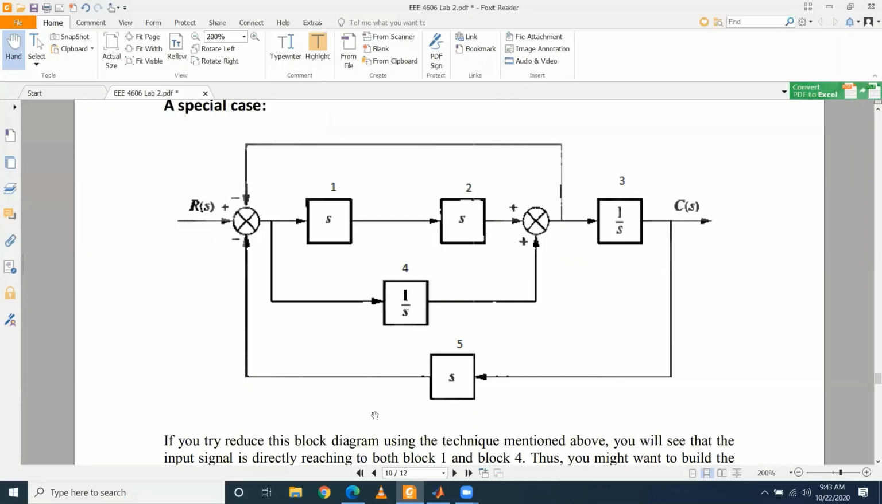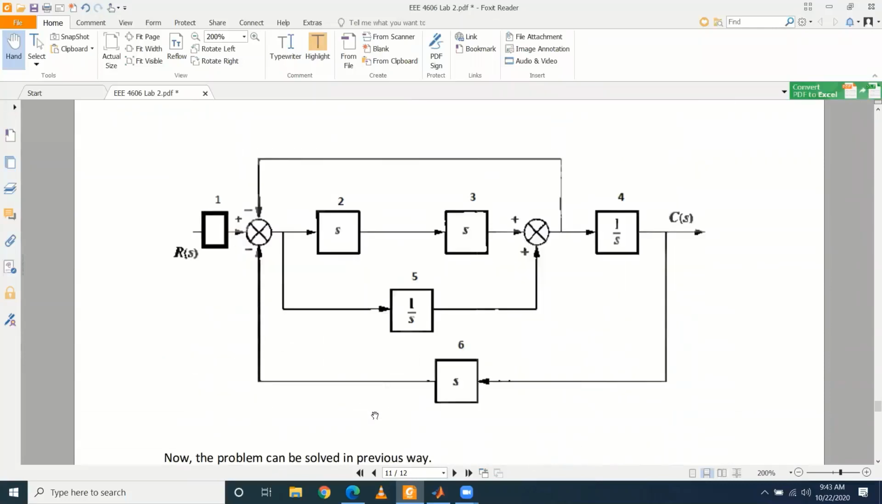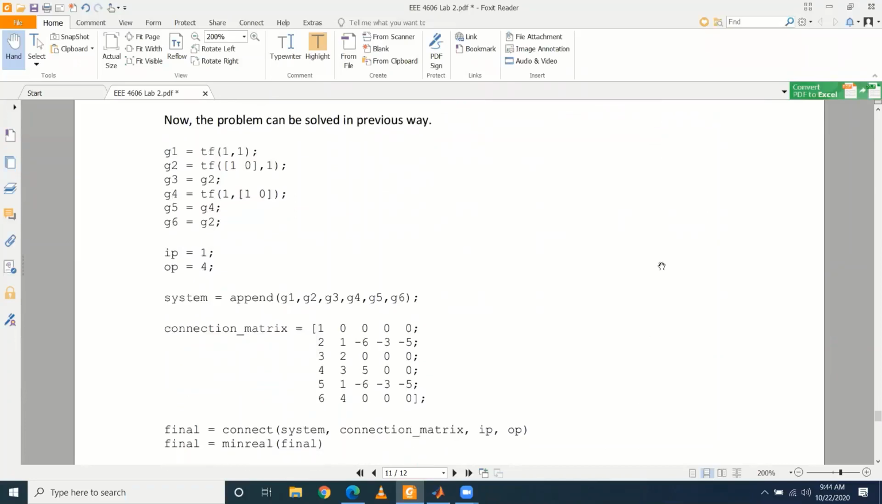No idea, sir. The answer is very simple. If you take a look at the next page, you can understand. Just by inserting an extra block at the input side, and that block will have a transfer function equal to 1. In that manner, we are not changing anything. Everything will be the same. But now we can say that the input signal is only entering one block, which is block 1. And the rest of the things are the same as before.